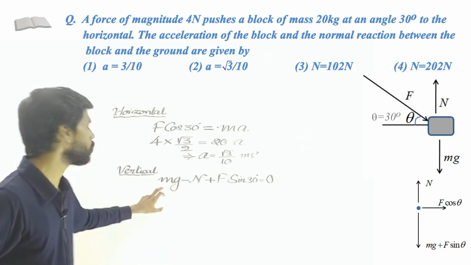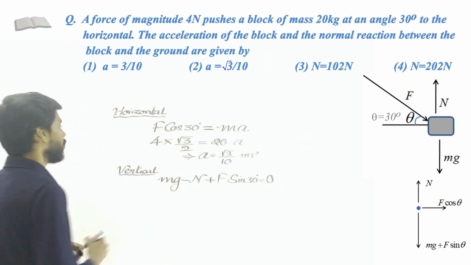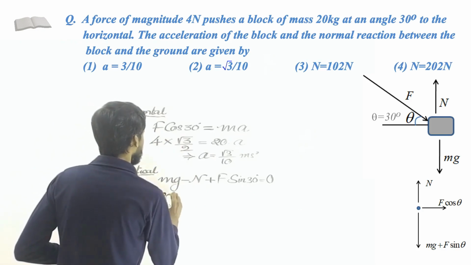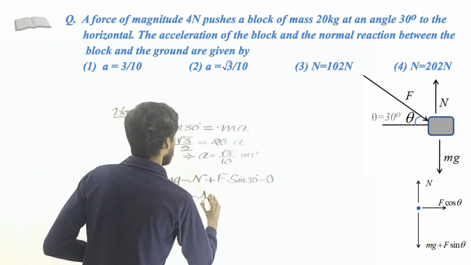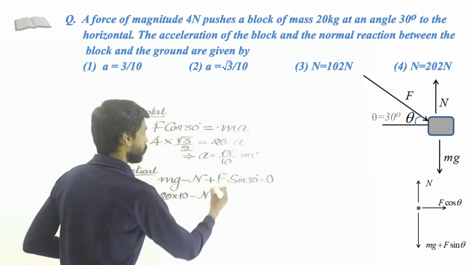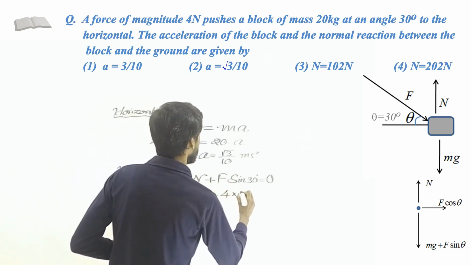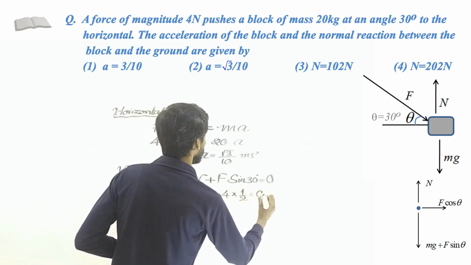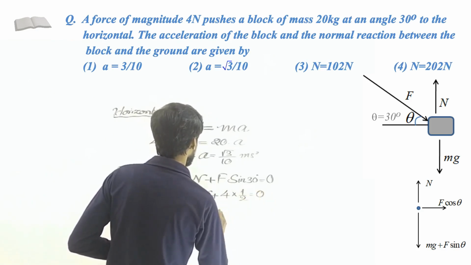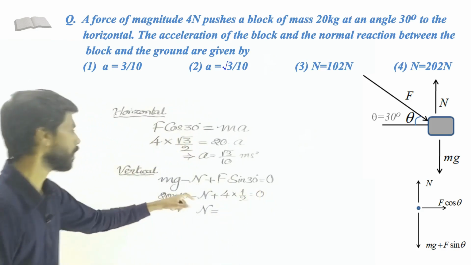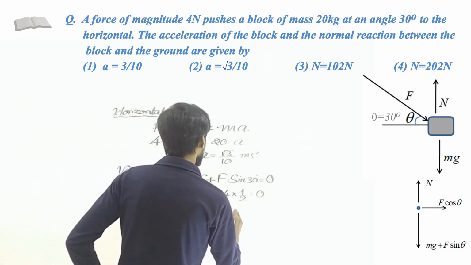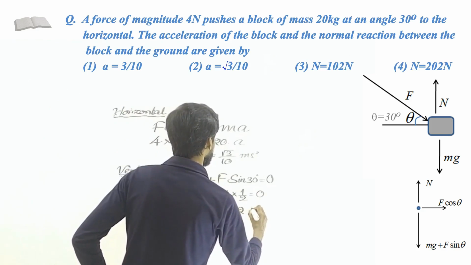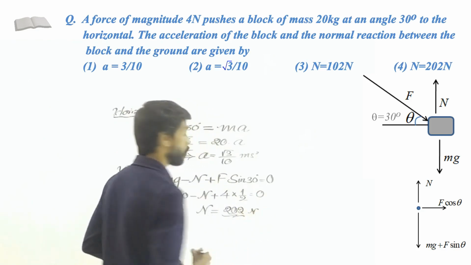So let us substitute this value. The mass of the object is known, 20, and g can be taken as 10. So 200 minus N plus 4 multiplied by sine 30, which is 1 by 2, equals 0. So this gives you our required value of N. So this is 200 plus 2, 202 Newton. So this is our required normal reaction.